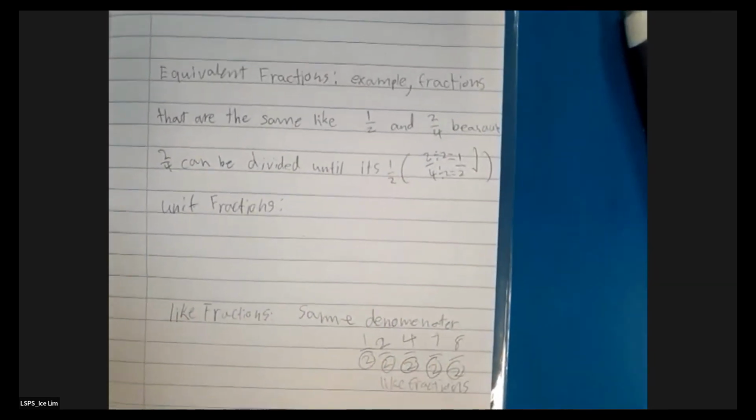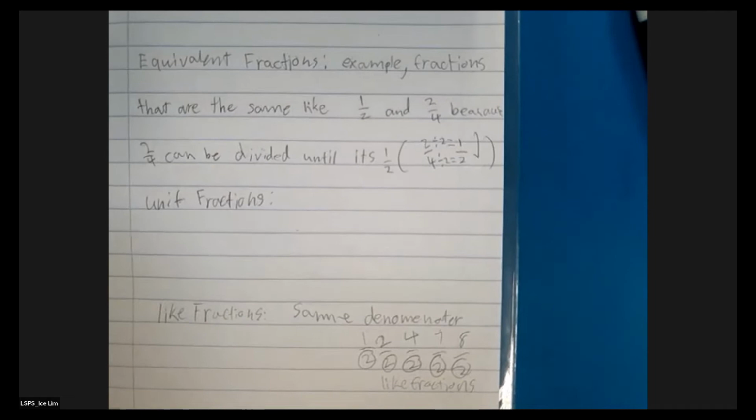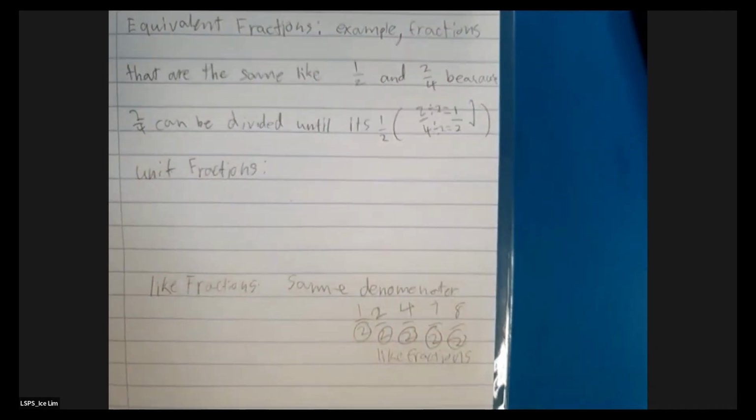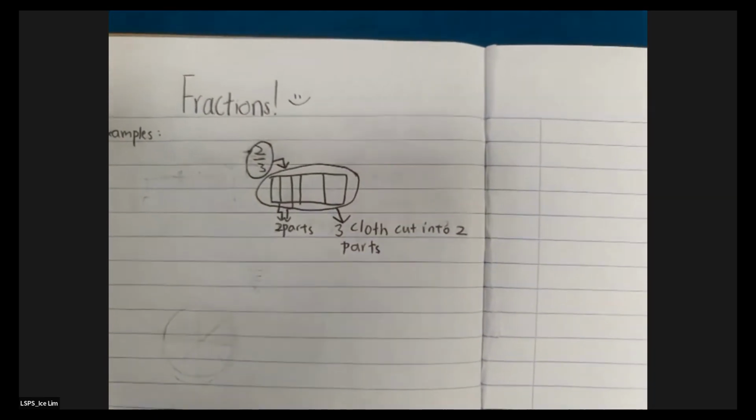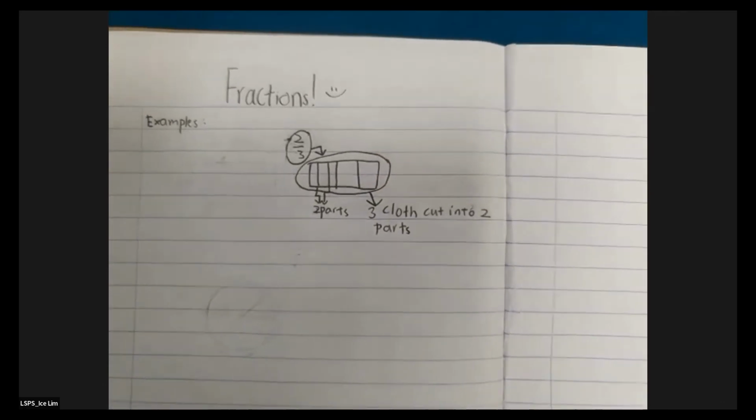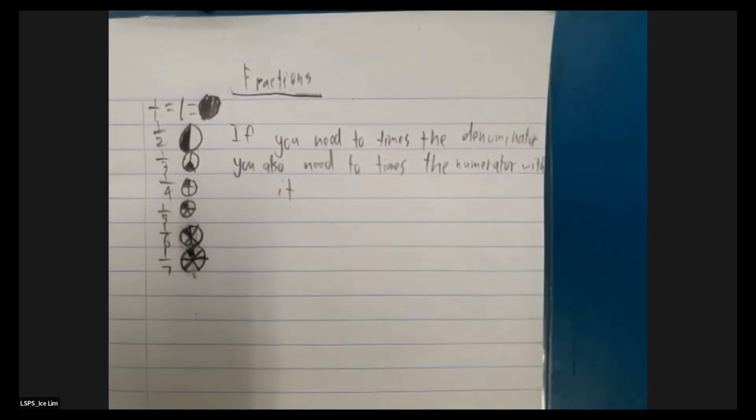And here's Aidin's one. He wrote here some examples of equivalent fractions and then like fractions. I'm not so sure about what unit fractions are, but never mind. Let's take a look at this. And here, Singer is drawing a cloth. Imagine a cloth cut into parts. A bit shy about showing. Okay, here you have.